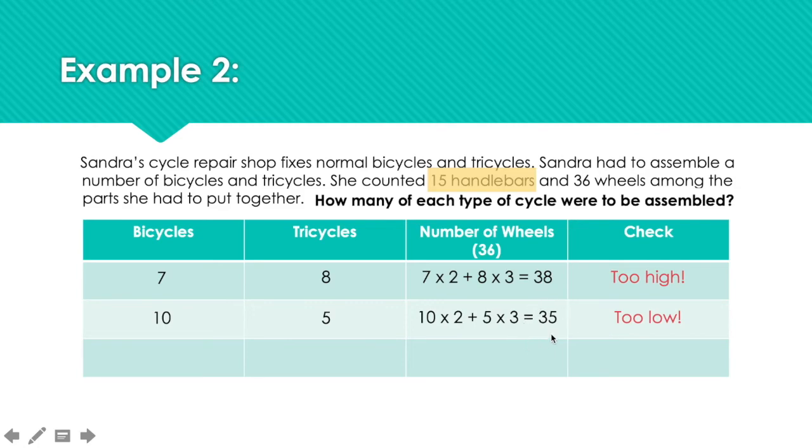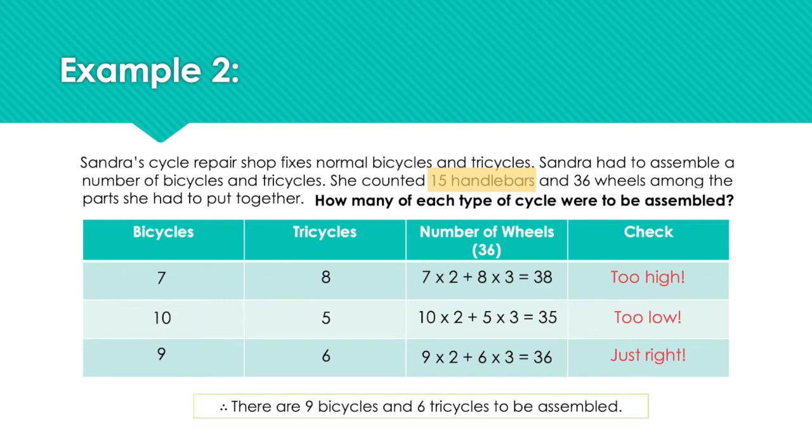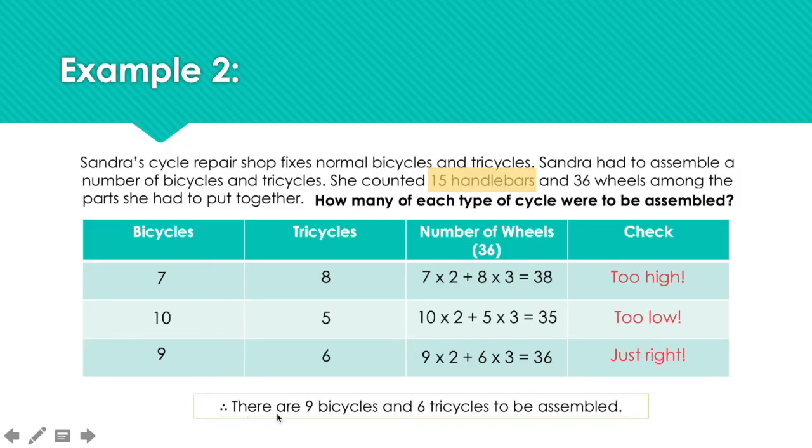Too low means we need more wheels, so we're going to need more tricycles. So let's try 9 bicycles and 6 tricycles. And look at that. 9 times 2 plus 6 times 3 is 36, which is just right. And we are going to finish with a sentence, just a little one. We're going to write therefore with our working. There are 9 bicycles and 6 tricycles to be assembled.